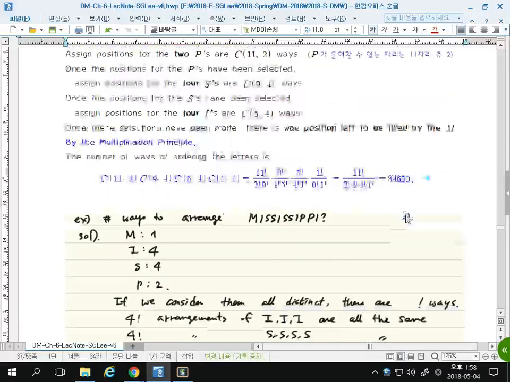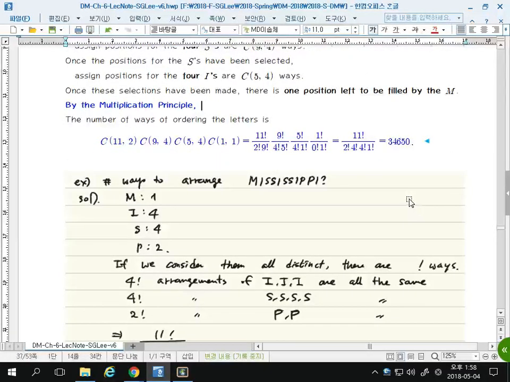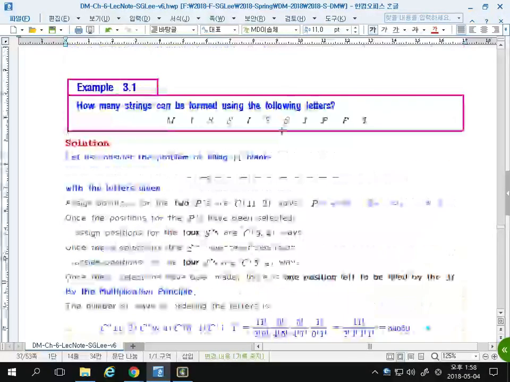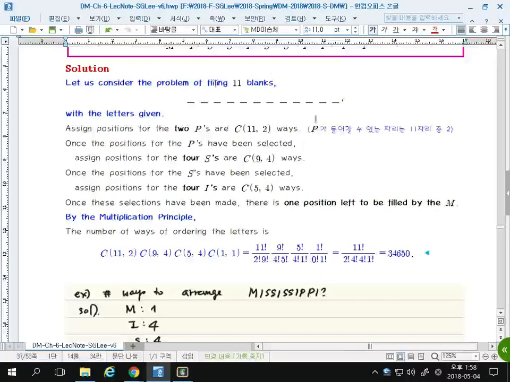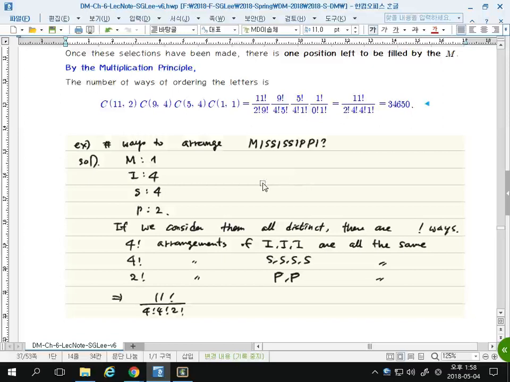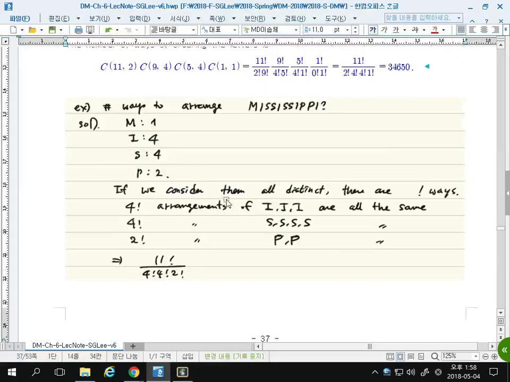Which can be found as 34,650 ways to make strings with these letters. This can also be seen easily: we have 1 M, 4 I's, 4 S's and 2 P's. Adding all of them gives 11. So 11 factorial over 4 factorial times 4 factorial times 2 factorial times 1 factorial.